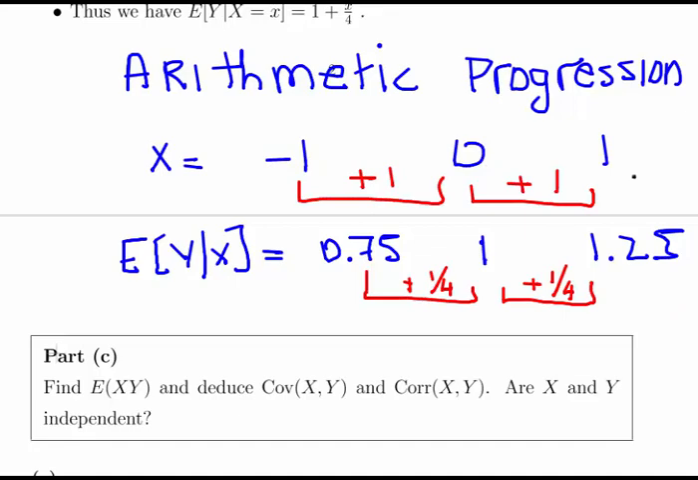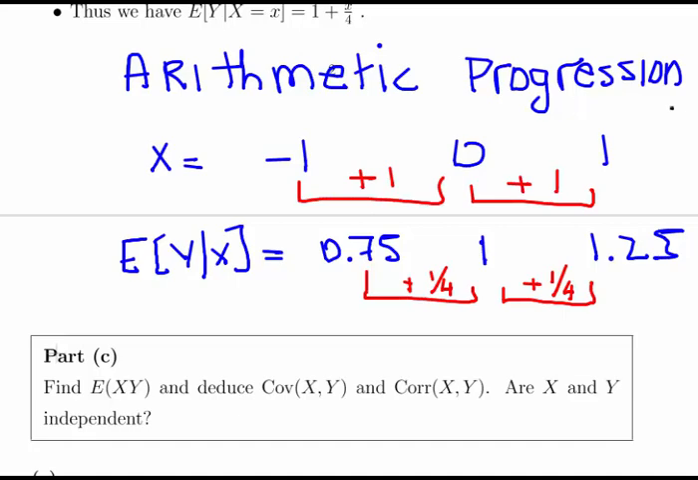Okay, now find the expected value of y, the expected value of x times y, and deduce the covariance of x and y and the correlation of x and y. Are x and y independent?